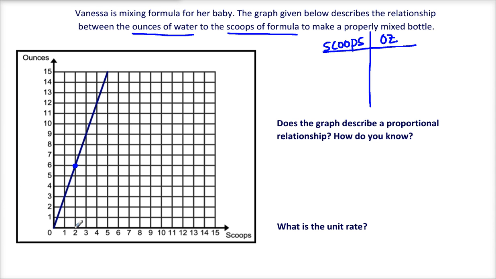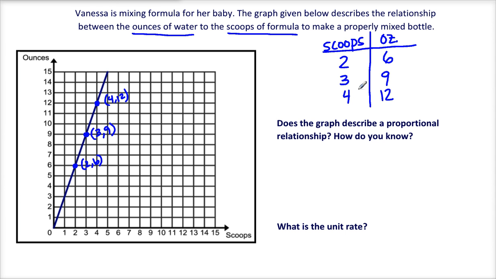We have this point right here, which is 2, 6. So that represents 2 scoops and 6 ounces. So 2 scoops of formula combines with 6 ounces. Here's another point. This point is 3, 9. So this point tells me 3 scoops of formula mixes with 9 ounces of water. Let's do one more. This one says 4 scoops combines with 12 ounces.